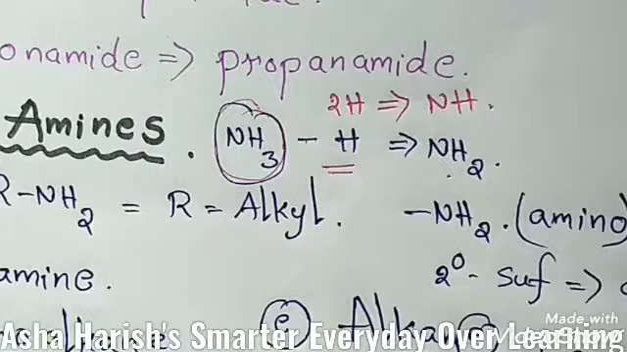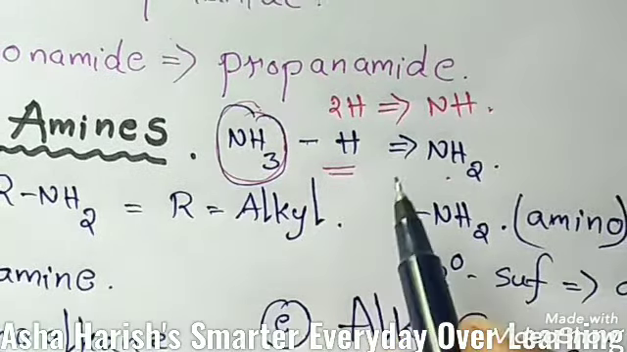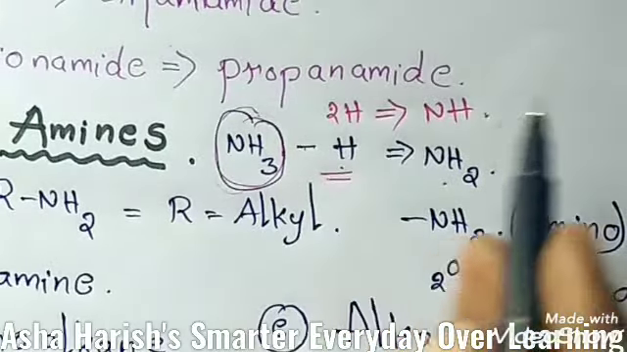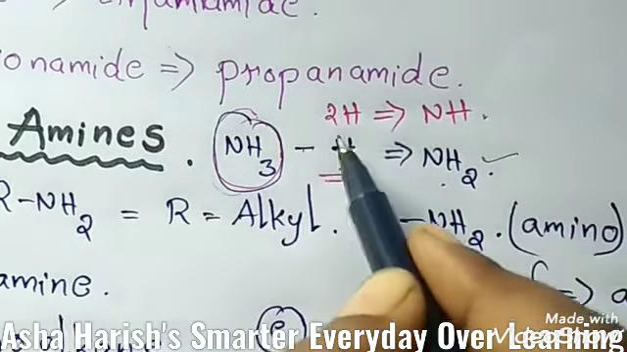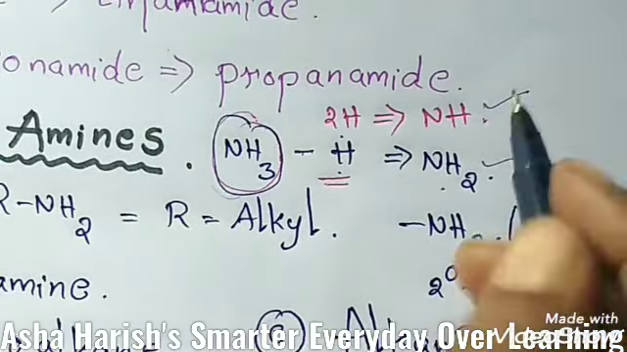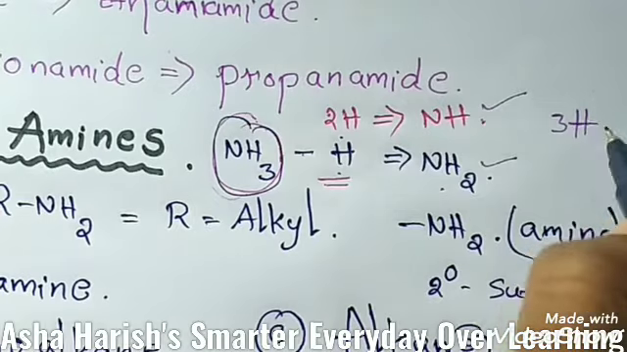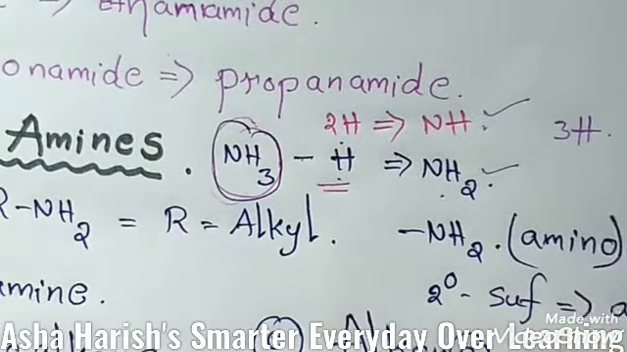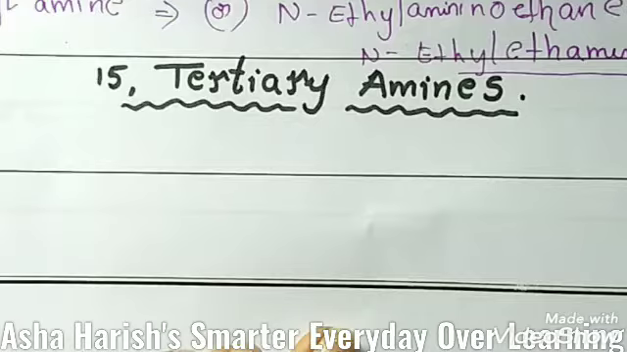You can remember the definition from ammonia. If you remove one hydrogen, that is primary amine. If you remove two hydrogens, that is secondary amine. And students, if you remove 3 hydrogens from ammonia, you get tertiary amine. Tertiary amine, that is the definition.